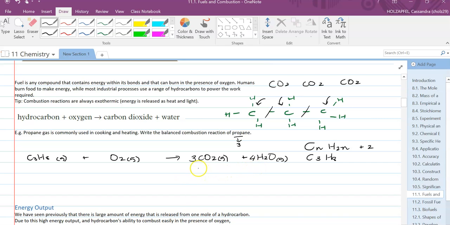So let's go ahead and see how much oxygen we need now. We've got 6 oxygens here, and we've got 4 oxygens here, so 10 in total. So we're going to need 5 lots of oxygen gas on this other side.